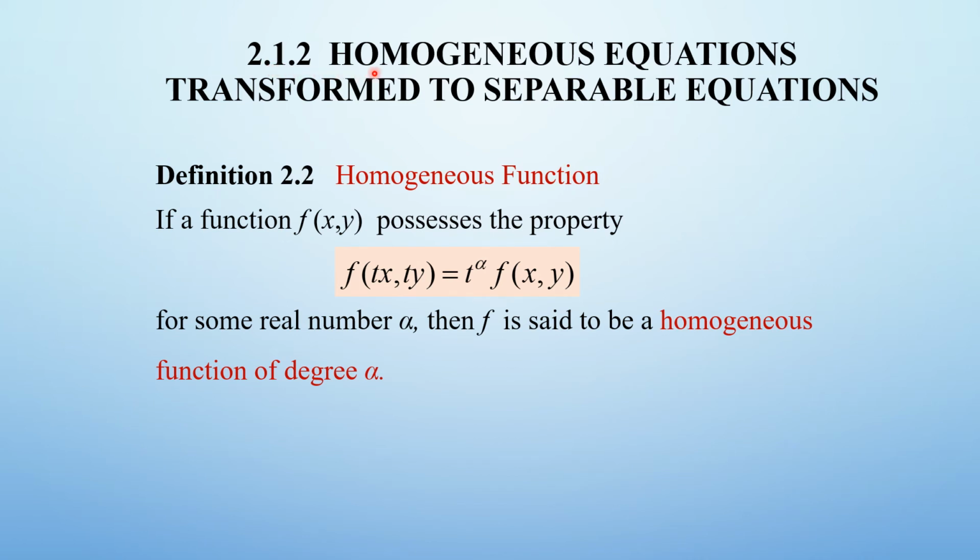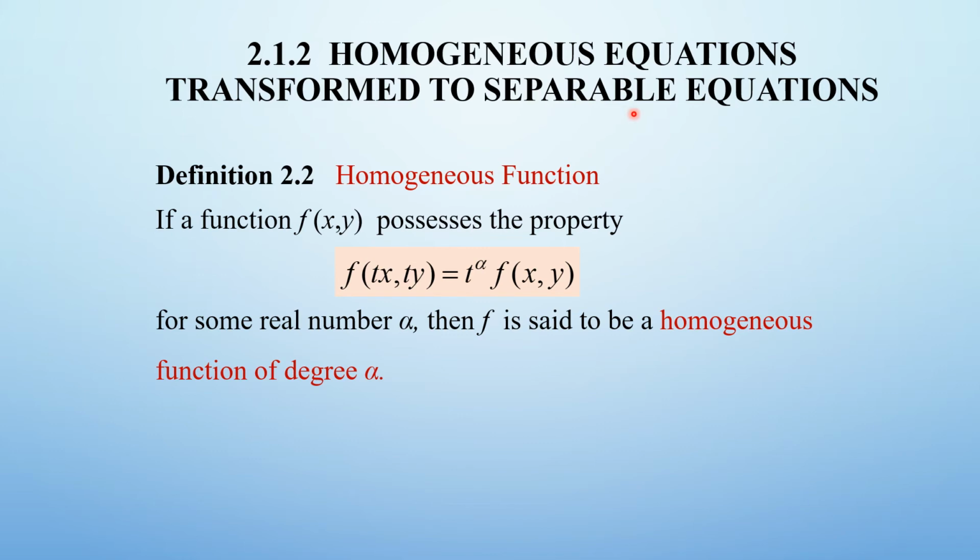2.1.2 Homogeneous equations transformed to separable equations. So there is another type of first order differential equation which is discussed in this section, and that equation is a homogeneous equation. A homogeneous equation can be solved by transforming it to a separable equation.